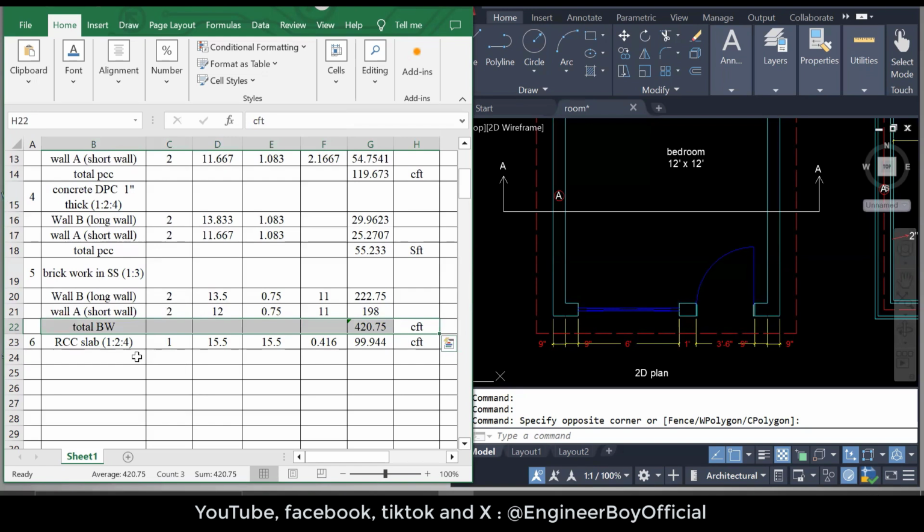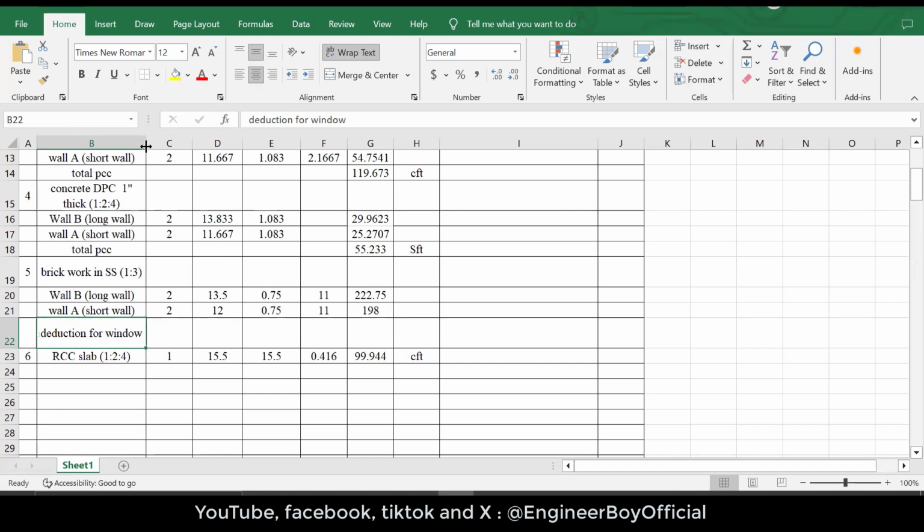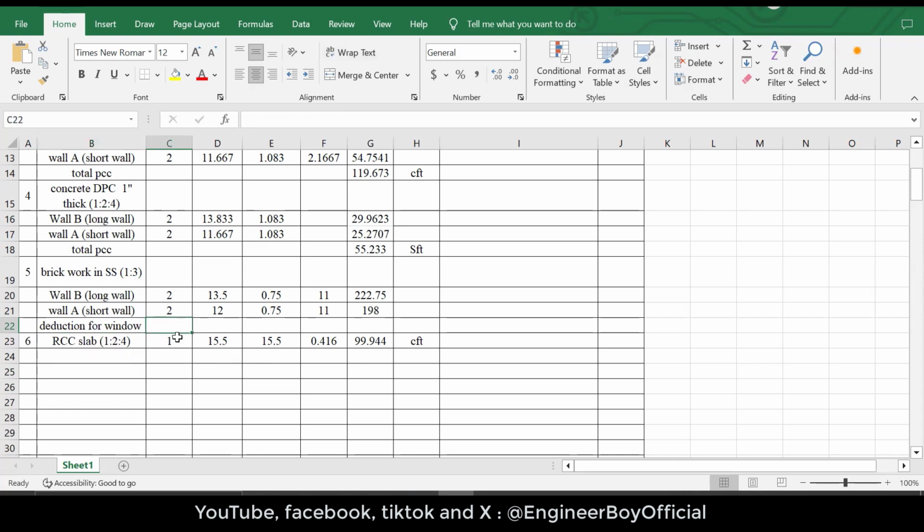Now I'm going to delete this row, and I'll say deduction for different elements. You can say deduction for windows and doors. Let's say we have deduction for window first, and then we will have deduction for doors. There can be ventilators and many more things. So you have to deduct the volume of everything that has just covered some space in the wall.